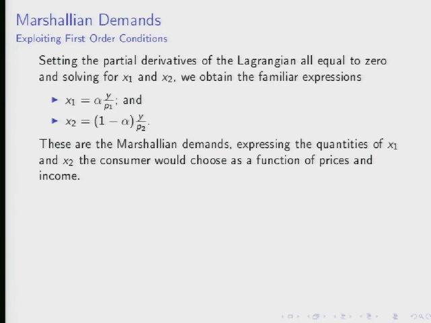I can then take that expression for x1, plug it back into the budget constraint, and that'll kick out an expression for x2, which will be x2 equal to 1 minus alpha times y over p2. Okay. And that's the stuff here. Okay, so these are the Marshallian demands.